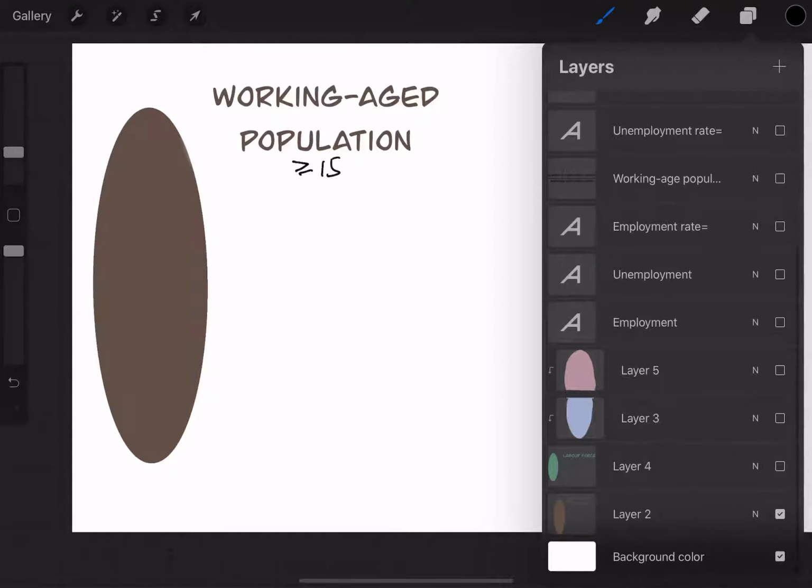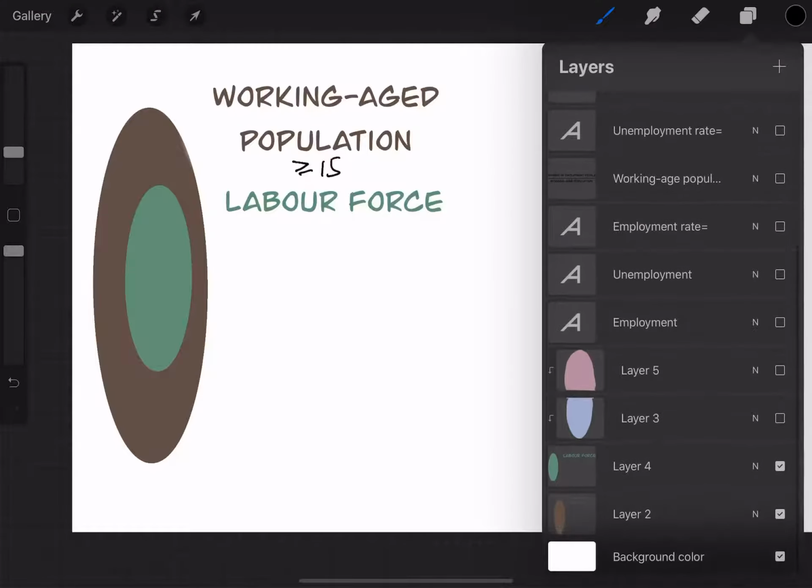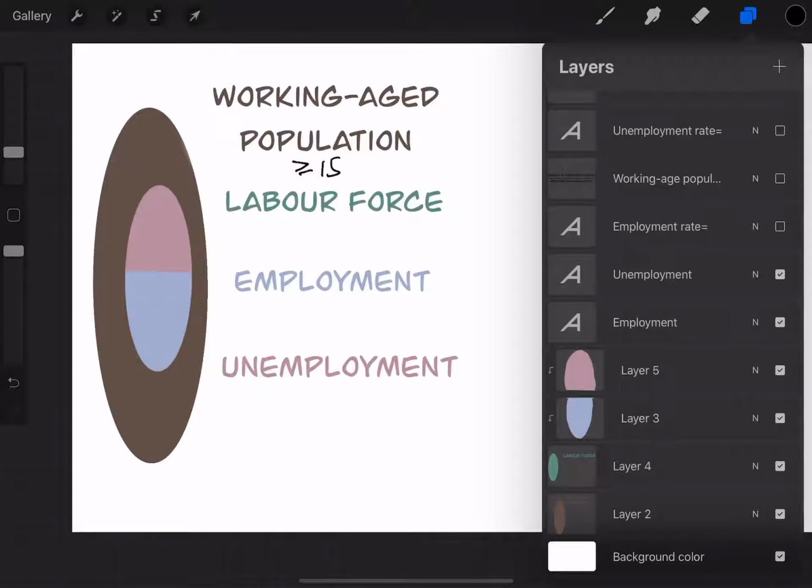The second definition is labor force. Labor force is people in the working age population who are either currently working or who would like to work and are actively trying to find a job. So according to the definition, we can understand that labor force can be divided into two parts. The first part is employment, and the second part is unemployment.